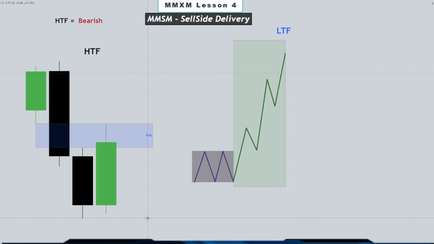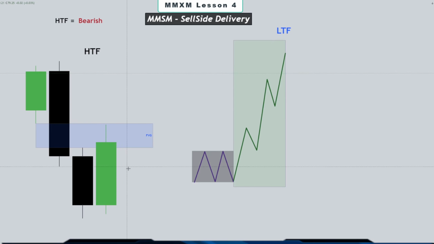And of course don't forget that the higher time frame bearish bias has to be there while you are looking for a market maker sell model on the market, and vice versa for the market maker buy model. So the higher time frame drawn liquidity or the bias has to be bullish in terms of looking for a market maker buy model.